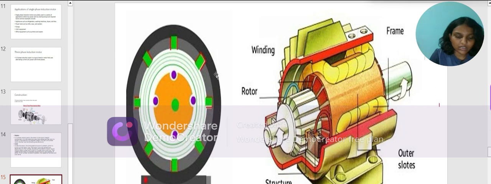And rotor, the shape of the rotor is cylindrical. Here we can see cylindrical, and there are parallel slots present at the outer portion of the rotor. Next, conductors are present in the slots of the rotor. If we see these purple balls here, these are conductors, and these are made up of copper, and this conductor of the rotor is connected with the end ring.